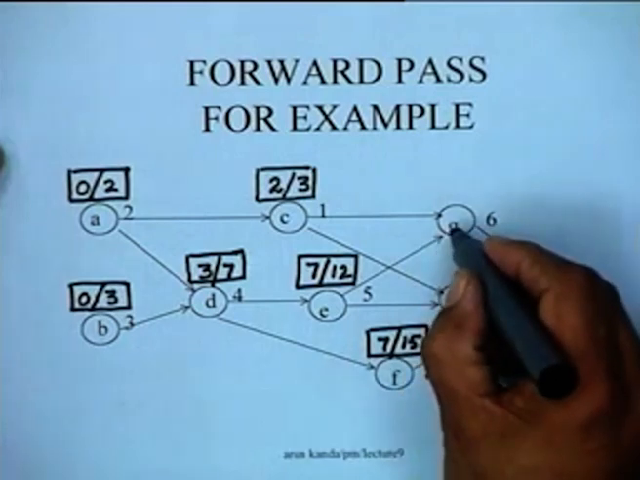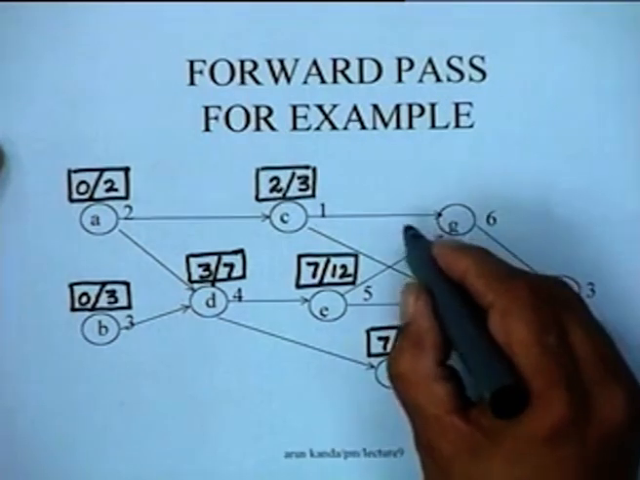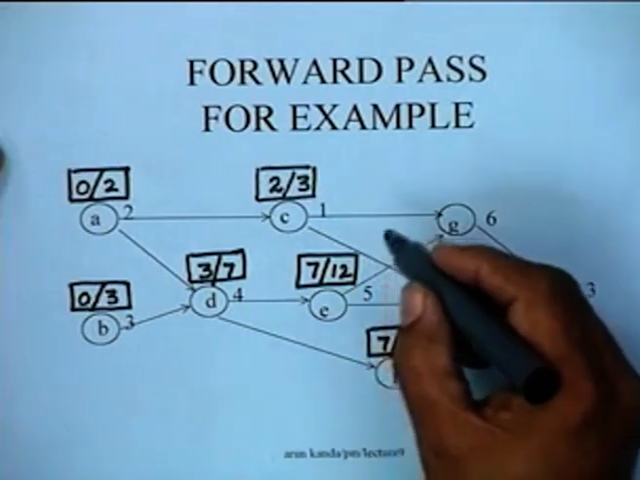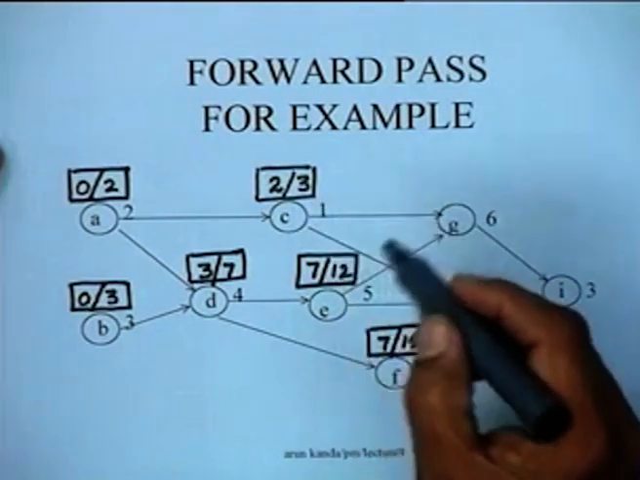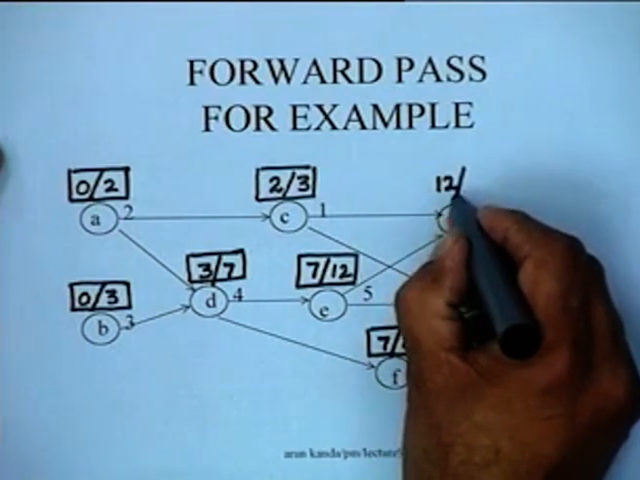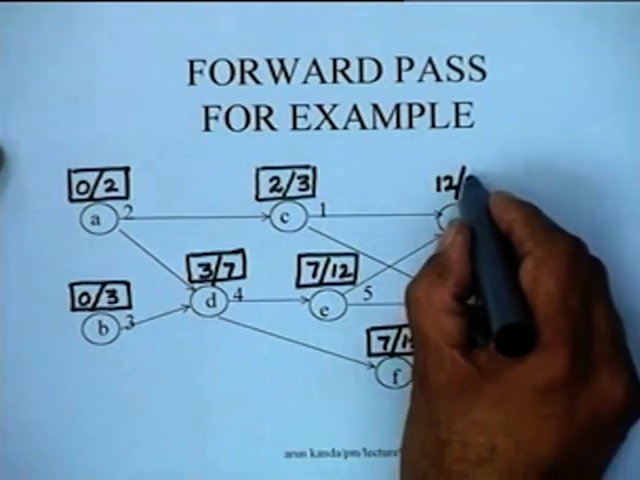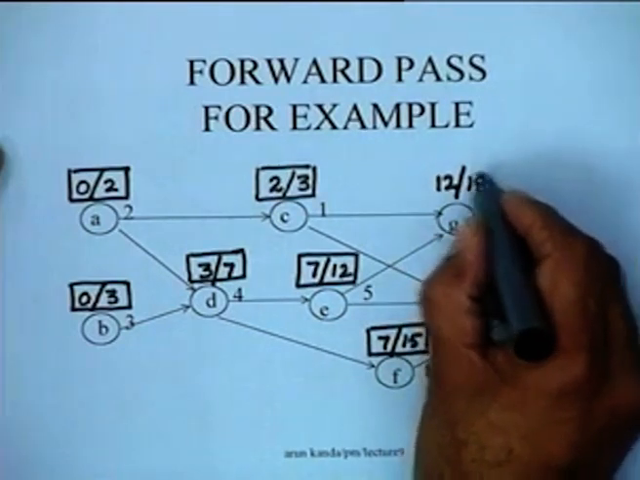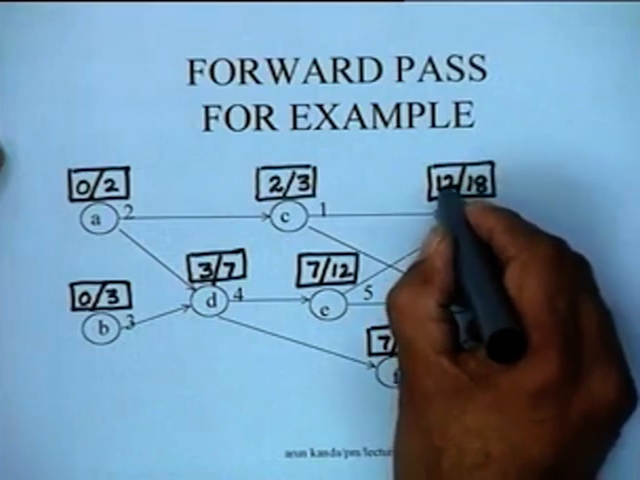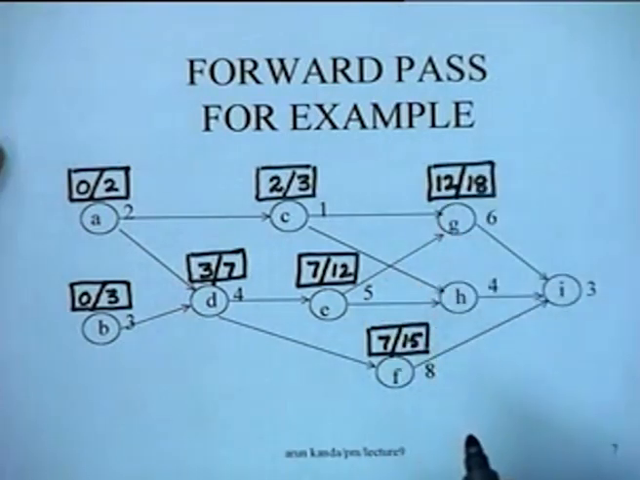Now take activity G. Activity G has two predecessors. So you've got to take the maximum of 3 and 12 in this particular case. So this is going to be 12 and it has a duration of 6. So the early finish for this particular job is going to be 18. So 12 and 18 is the early start and early finish for job G.